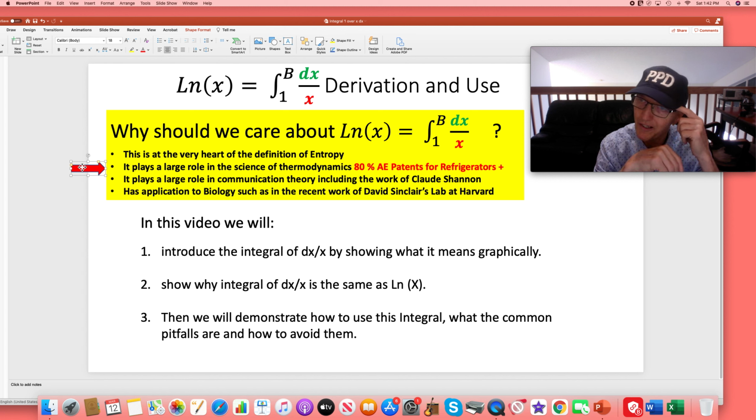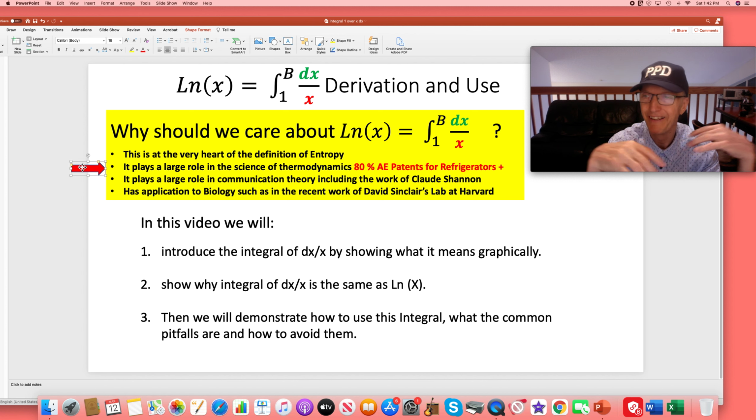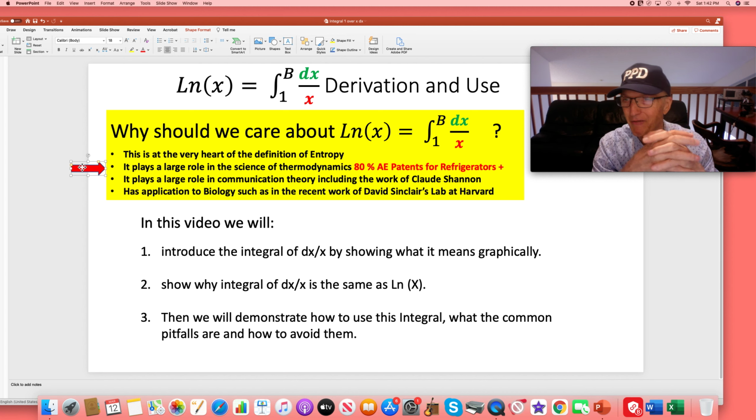For example, Albert Einstein has over 20 patents. I was able to look them up, and I was surprised to find that roughly 80% of Albert Einstein's patents are for refrigerators. So thermodynamics and refrigerators, once you understand that, it's kind of funny, because it really does help one understand general relativity.